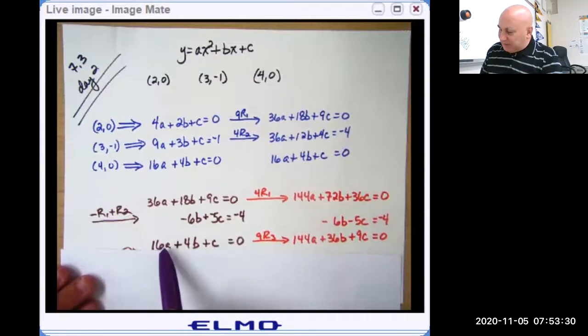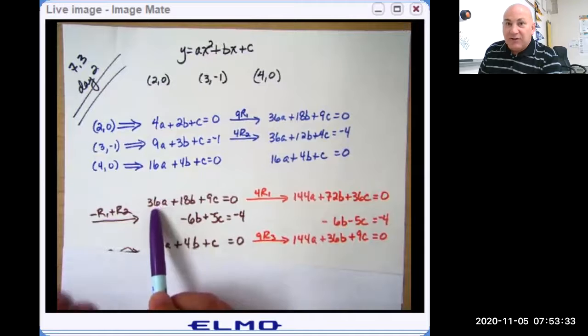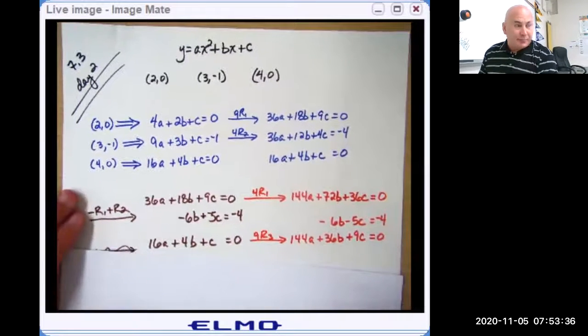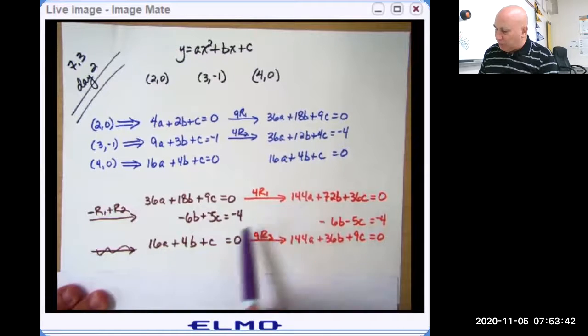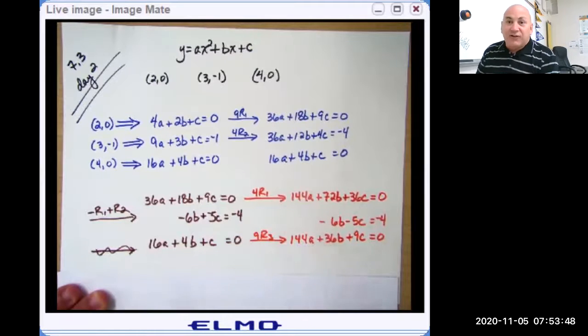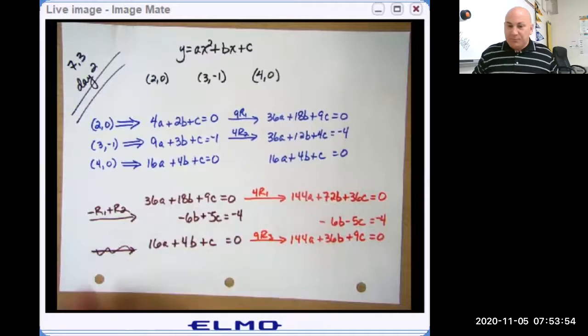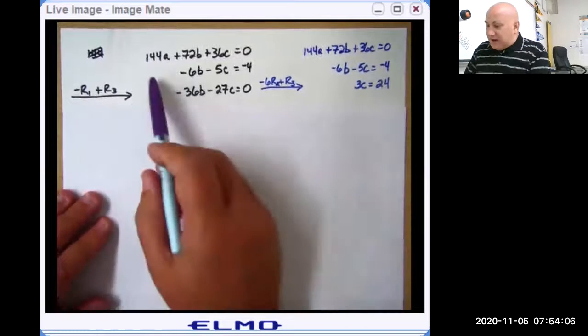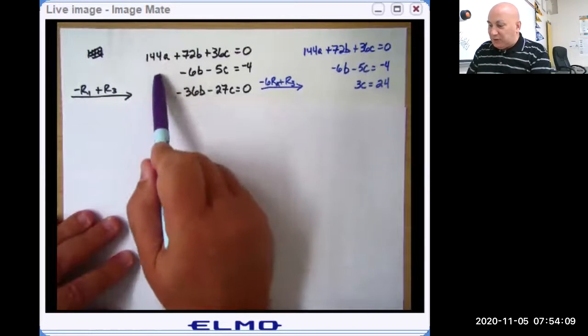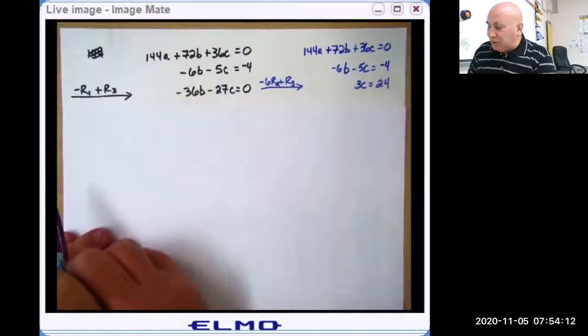Now we need to eliminate this position using this 36a. So I'm going to multiply row 1 by 4 to get 144, and row 3 by 9 to get 144. That's just the least common multiple of 36 and 16. And now I have used that first position to eliminate everything below it.